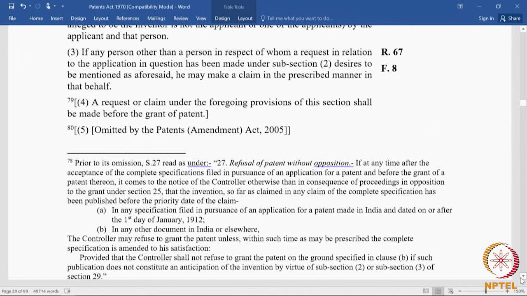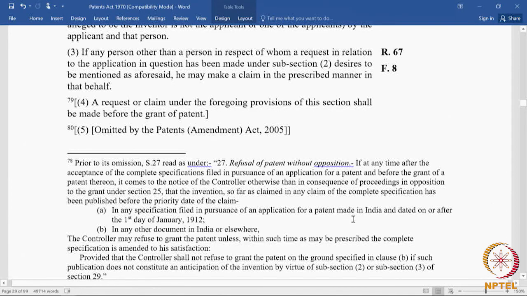So, any other person could also make it, and rule 67 deals with the details that will be covered. You would still be using form 8 to do that. 4. A request or claim under the foregoing provisions of this section shall be made before the grant of patent. So, form 8 should be filed before the grant of a patent. So, you could have a question, when do you file form 8? A request or claim under the foregoing provisions of this section shall be made before the grant of a patent.